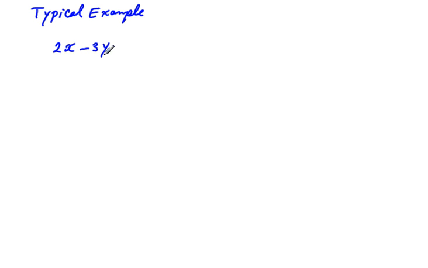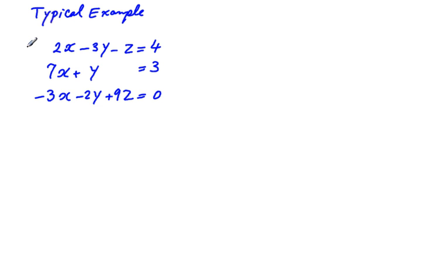2x minus 3y minus z is equal to 4, and then here we have 7x plus y. No z is here, but we keep the shape. Minus 3x minus 2y plus 9z is equal to 0. Okay, this is more like a kind of thing we are going to encounter. Now, I'm sure you all know some way for solving this equation. You can all struggle and work on it and eventually get some number out.